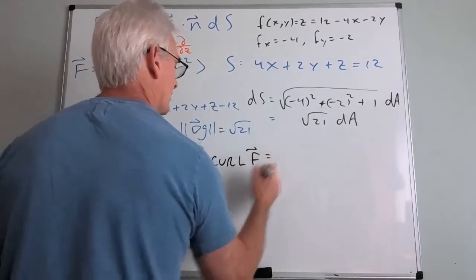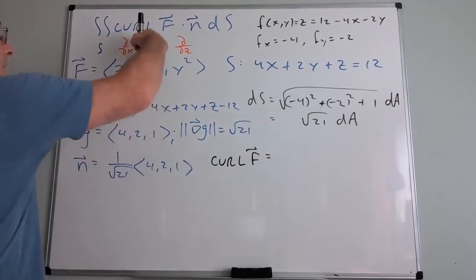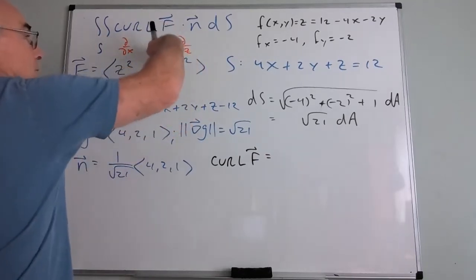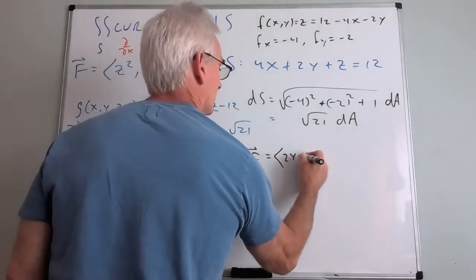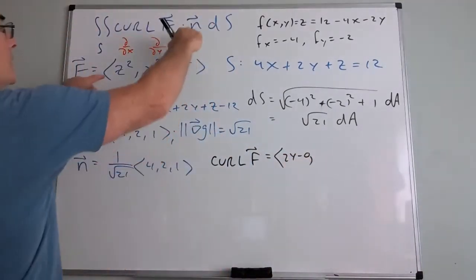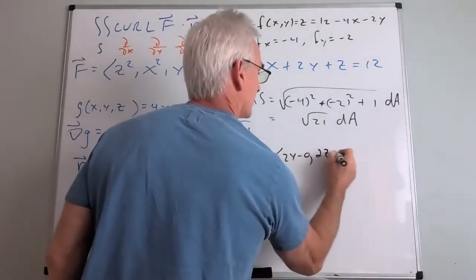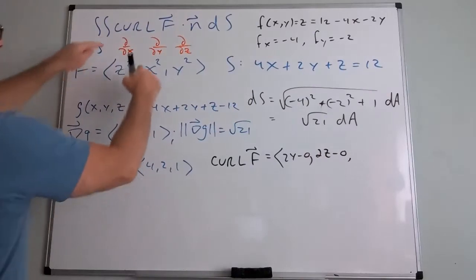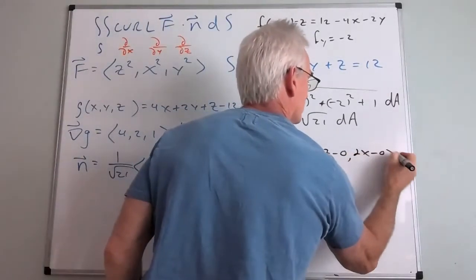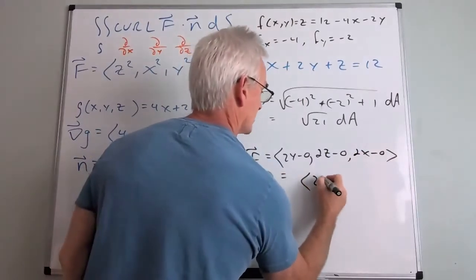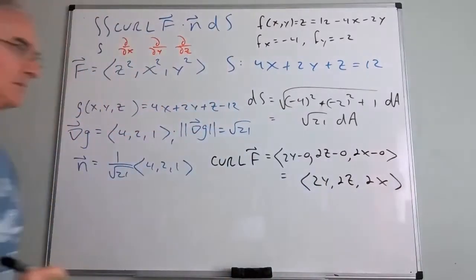Getting my ducks in a row here. So my curl of F is, excuse me, boom. So what's that? 2y minus 0, 2z minus 0, 2x minus 0. So obviously just 2y, 2z, 2x, and all of them positive.